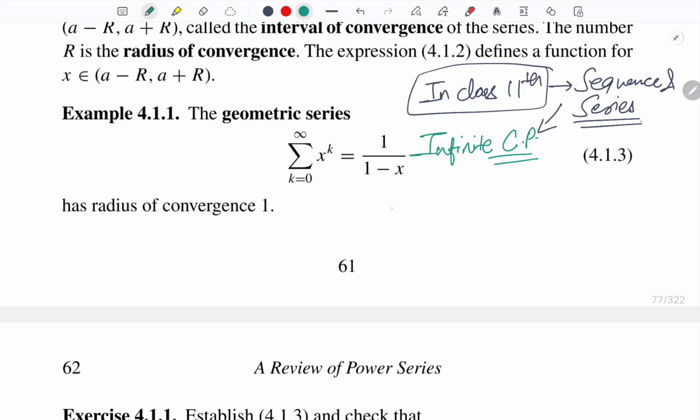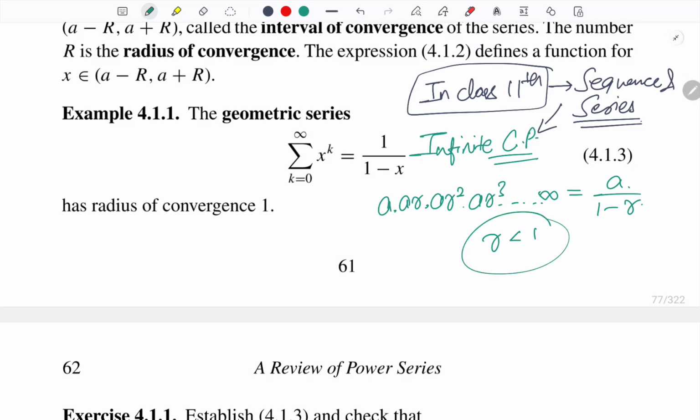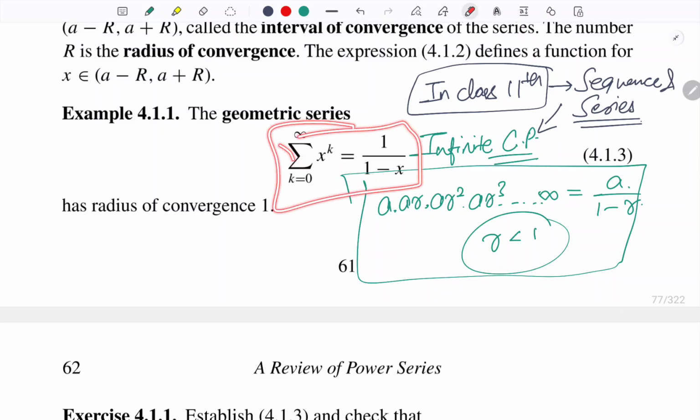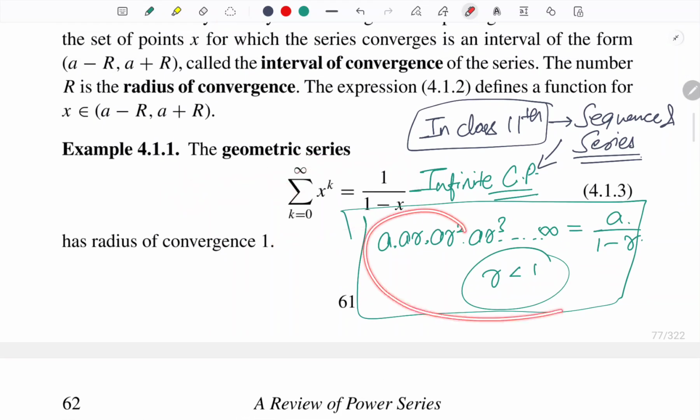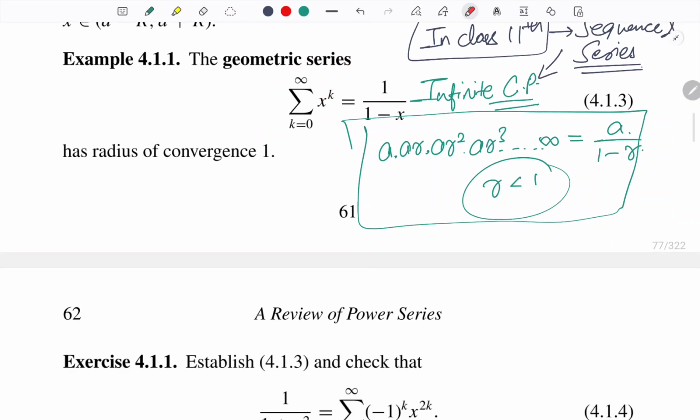There is a formula for an infinite GP that is represented by this: a plus ar plus ar squared plus ar cubed and so on to infinity is just a over 1 minus r, where r is less than 1. This is the formula for that thing, and that's what we are studying here. You have to just remember this, because this is very important.